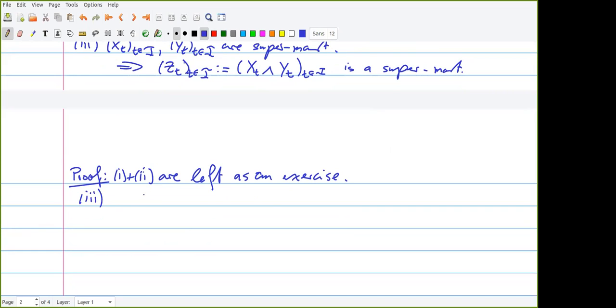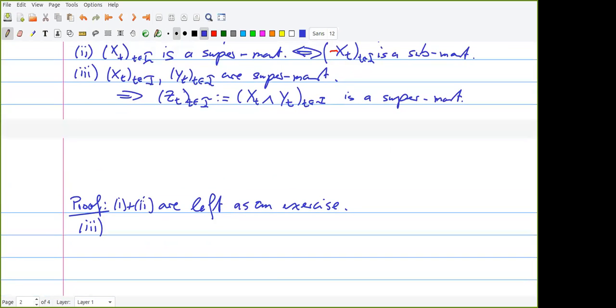Let me do the last one, since it's also not much harder. I want to check that if I have two super martingales, then the process generated by the minimum of X and Y is again a super martingale. Just to recall, we have to check three properties. One is adaptedness. This is rather clear, because you have a minimum of two adapted processes, so it's again adapted. So let's start with checking that it is integrable.